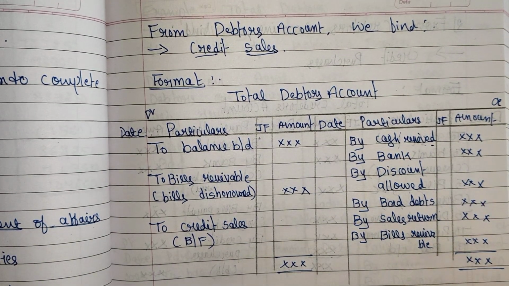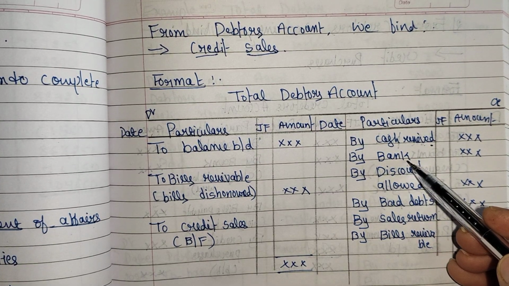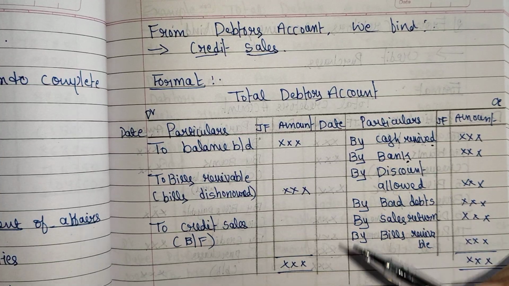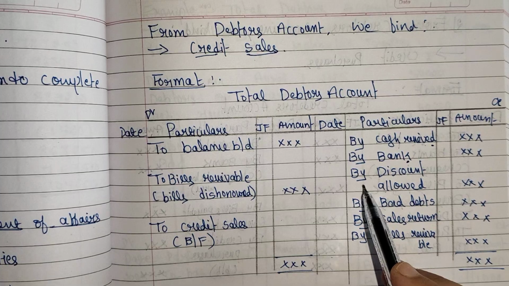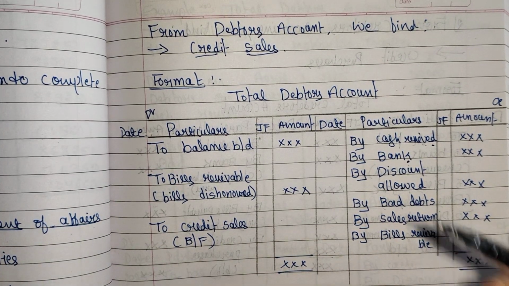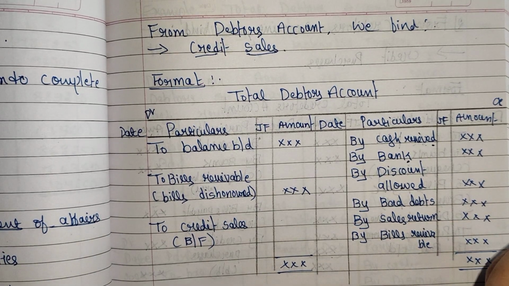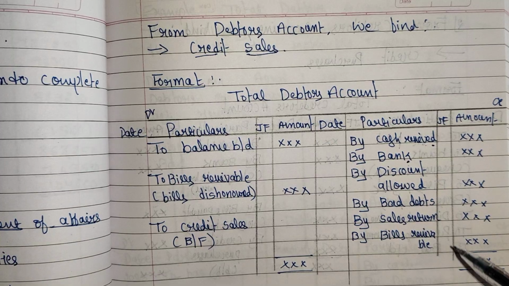So the debtors reduces, right? And second one, it is by bank, means payment received through bank or check. And next one, discount allowed, means discount given to the customers. Then customers pay the less amount. Comes under credit side. Again debtors reduces.